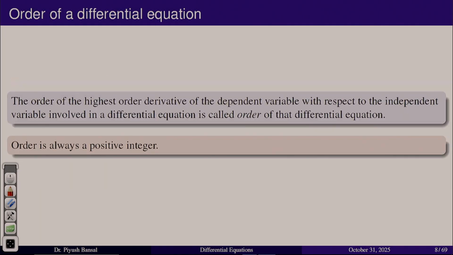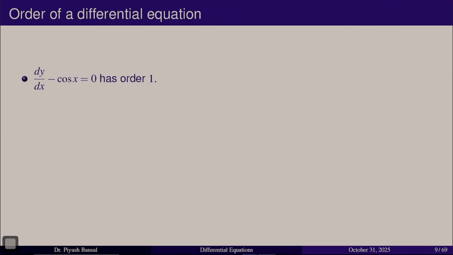Looking at the next thing, which is the order of a differential equation. Order is defined as the order of the highest order derivative of the dependent variable with respect to the independent variable involved in a differential equation. So, order is always a positive integer. As an example, if we look at the first differential equation, dy by dx minus cos x equals 0, it involves the dy by dx term, which is the first order derivative of y with respect to x. So, this will have order 1.